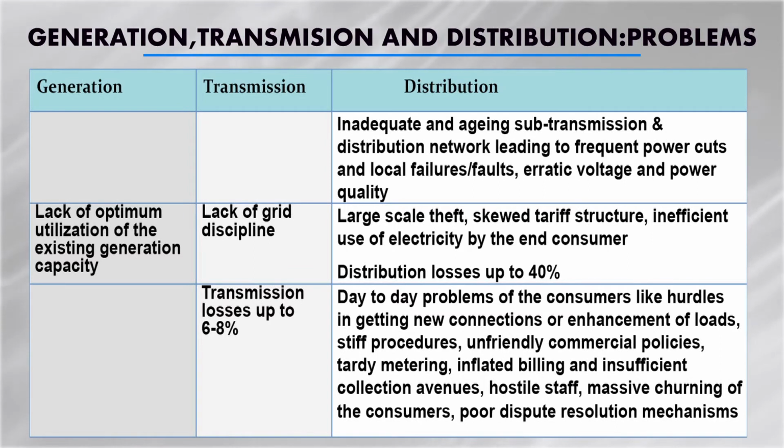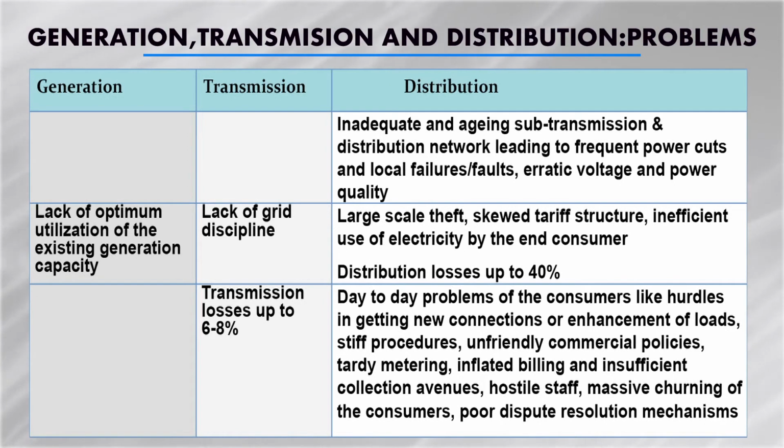Then high transmission losses. If poor equipment is used, or because of some technical issues, the transmission losses can be there, which will cause huge loss in the system. So these transmission losses need to be avoided. So this is one problem.